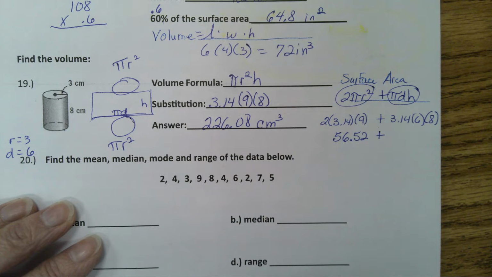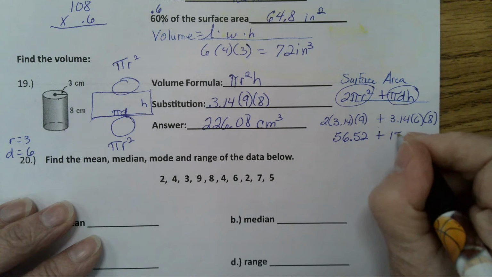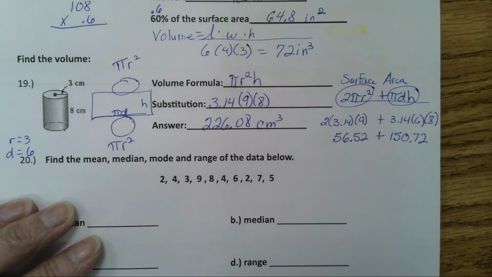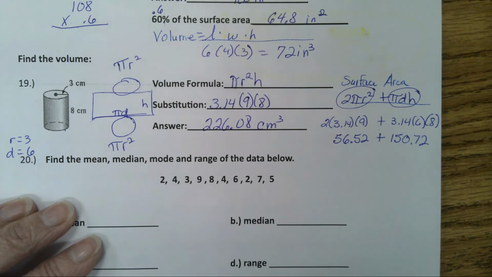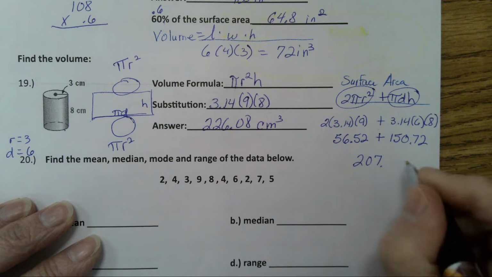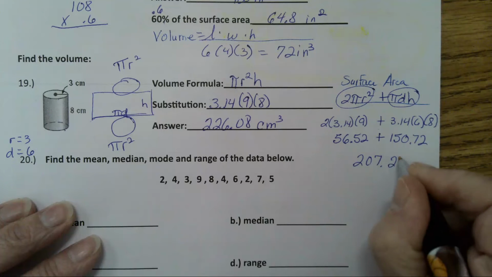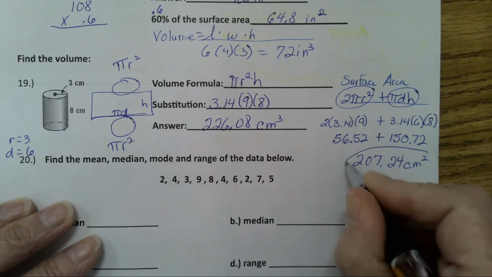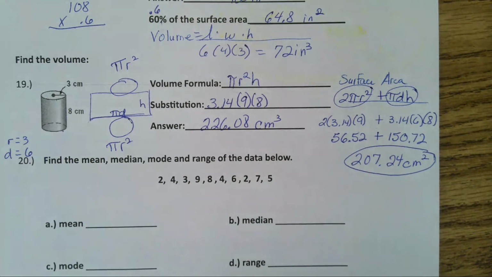3.14 times 6 times 8, 150 and 72/100. Does that sound right? So when I add those together, the surface area of this shape is 207 and 24/100 centimeters squared. Any questions on how to do that?